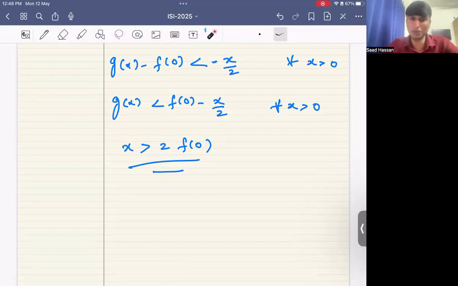So if you were to choose x to be greater than 2f of 0, then this is bound to happen. It's entirely possible you'd say x greater than 2f of 0 can't be trivial, because say that f of 0 is negative. So if f of 0 is indeed negative, then well, you reach a contradiction right at this point. That contradiction simply comes up here.